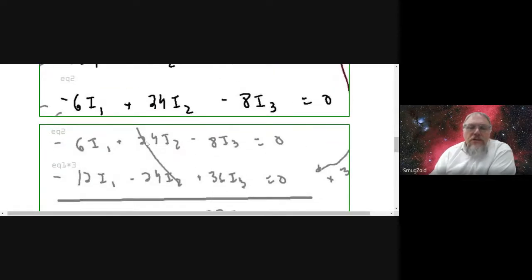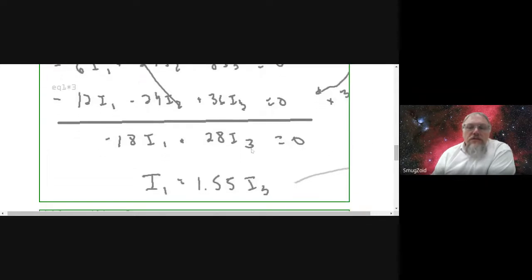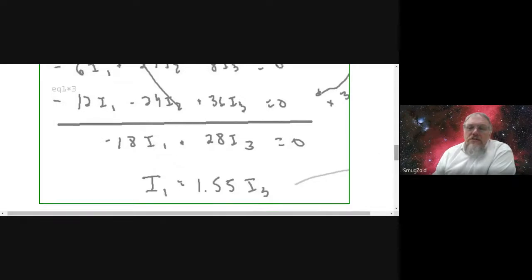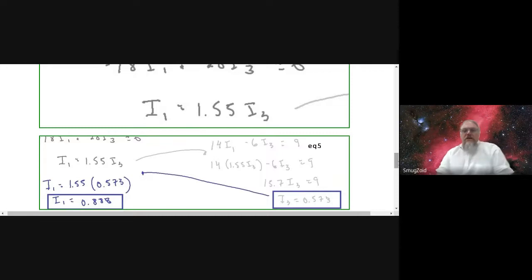But so then what you end up with, if you bring everything down, is negative 18 I1 plus 28 I3 equals 0. And the next thing to do is just move things, right? So move the 18 to the other side and then divide. You end up with 1.55 I3 is equal to I1, okay? That's a simple calculation.